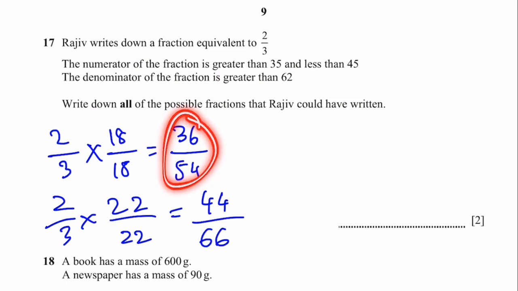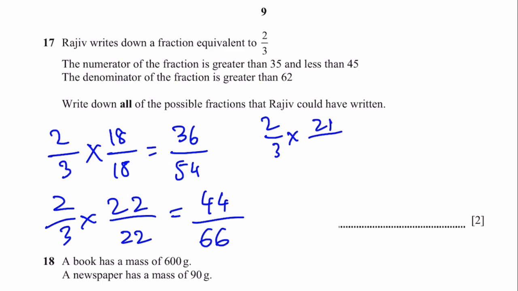For this one, the denominator is not greater than 62. It's less than 62. For this one, it's greater than 62. So we can have any fraction equivalent to 2 by 3 which has denominators that are multiples of 3 and numerators that are multiples of 2. That means we can multiply by 21 on both sides to get the equivalent fraction, the greatest possible one. So 2 by 3 into 21 by 21. That'll be 42 by 63.